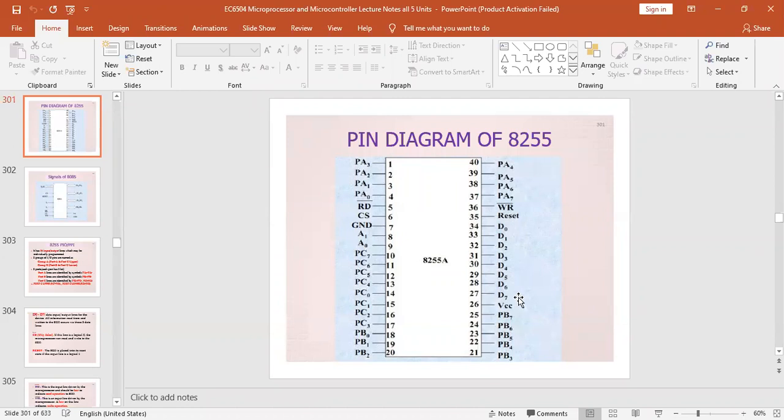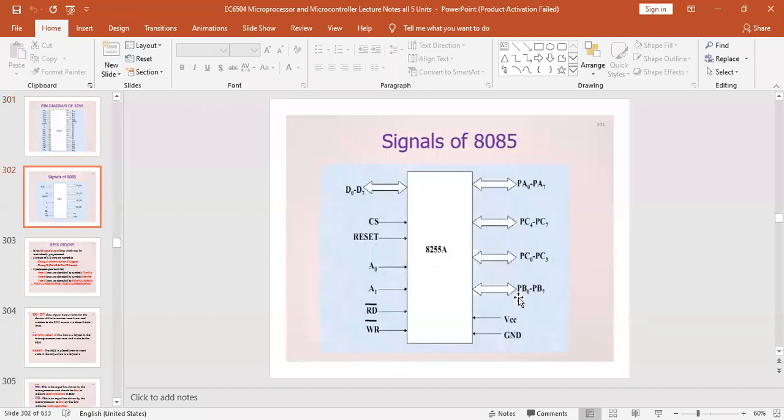You are very familiar with the data lines, D0 to D7. So once you draw this diagram, explain the pin diagram and explain the ports. This is a simple pin diagram of 8255.